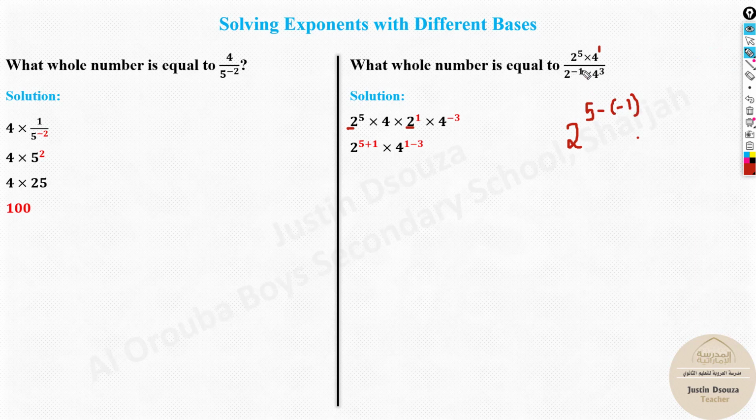Let us see otherwise how it would look. 5 minus of minus 1 and 4, the power is 1 minus 3. The answer will be the same. 2 to the power 5 minus of minus becomes plus, so it will be 2 to the power 6 into 4 to the power negative 2. So the same answers either way. Then what do we do next? Simple. We need to simplify them.